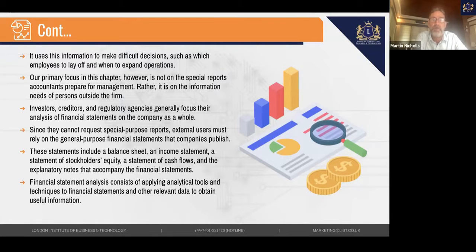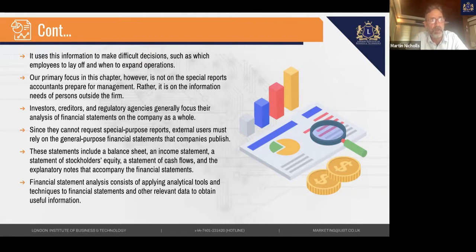So these statements, the ones that we've put together, as we've talked about, include a balance sheet, an income statement, a statement of stockholders' equity. Okay, that's fair enough. Who owns the business? And a statement of cash flows with explanatory notes that accompany the financial statements. All of this you'll find in a company's annual report. So it's generally information that is available.